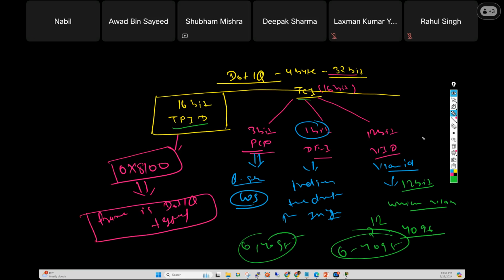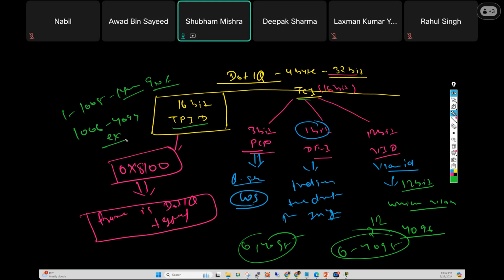I hope you guys understand. So this is the range of VLAN, 0 to 4095. 1 to 1005 is called the normal range of VLAN, and in 90% of cases you are using this one. And 1006 to 4094 is called the extended range of VLAN. Even some older switches do not support the extended range of VLAN. Are you clear?